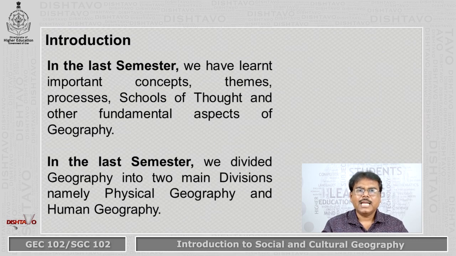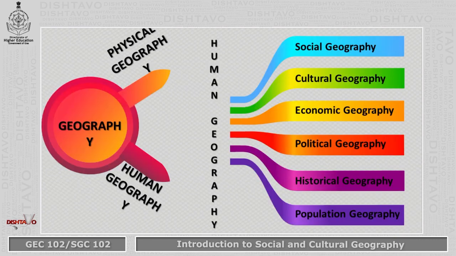Similarly, in the last semester, we divided geography into two main divisions, namely physical and human geography. In semester 1, we dealt in detail with physical geography, and in this semester, we are going to study human geography. Like physical geography, human geography is also subdivided into various branches.